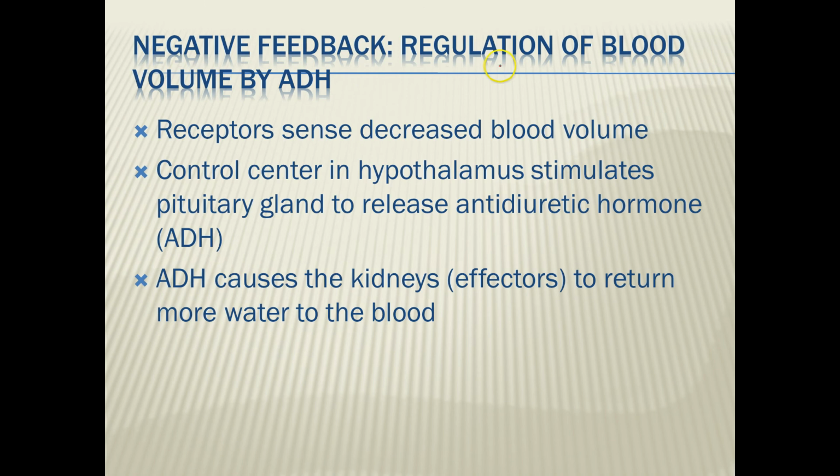Another example of negative feedback, regulation of your blood volume by ADH. ADH is a hormone that stands for anti-diuretic hormone. If you've ever heard of a diuretic drug, you know somebody who takes a diuretic, a diuretic makes you urinate more. Okay, so an anti-diuretic is going to make you urinate less.